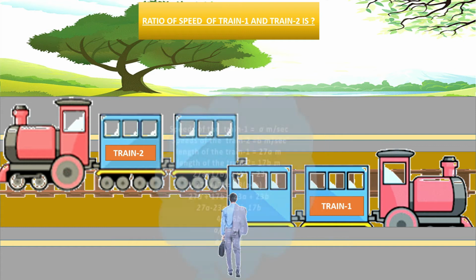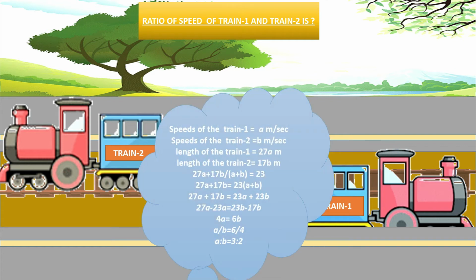The solution is, speed of train 1, assume it as A meter per second. Speed of train 2, assume it as B meter per second. By multiplying the time with the speed, we will be getting the length of the train. So length of train 1 will be 27 into A meter. Length of train 2 will be 17 into B meter. We are going to give this in an equation form.